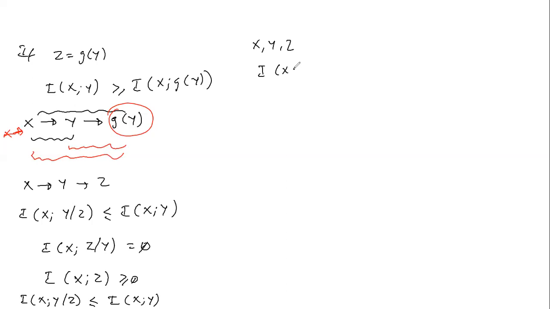the mutual information of x and y given z may be greater than that of x and y. Okay.